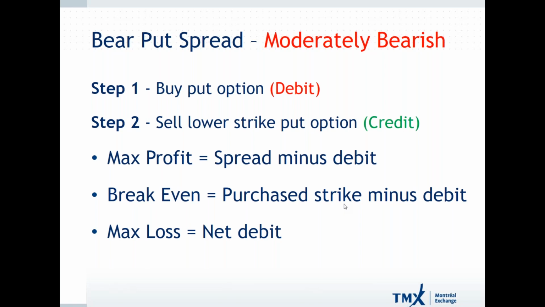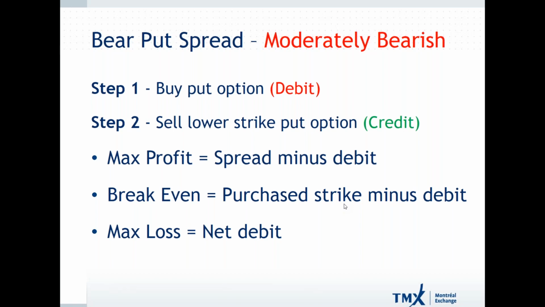The first step involves us purchasing a put option. That's considered a debit. We buy that contract and the money comes out of our account. The second step is that we're going to sell a strike price lower than the one that we've purchased, and we're going to collect a premium for that, and that premium comes into our account, and that ultimately creates the net debit and the max cost of the position.